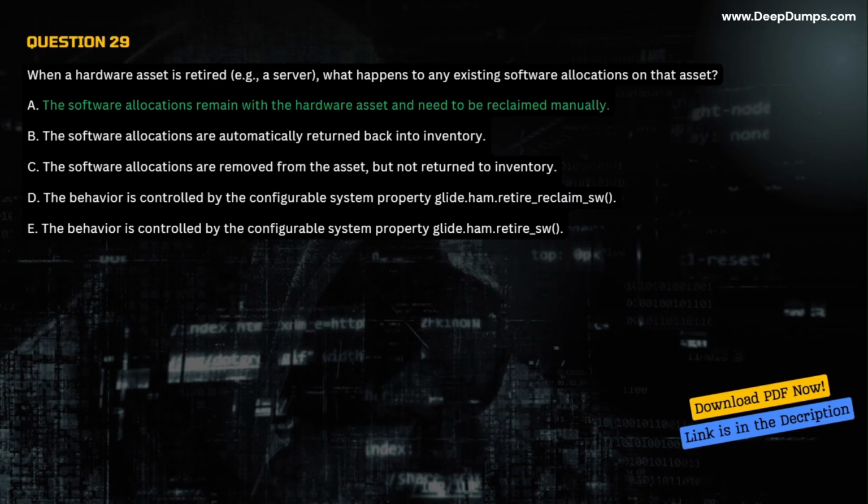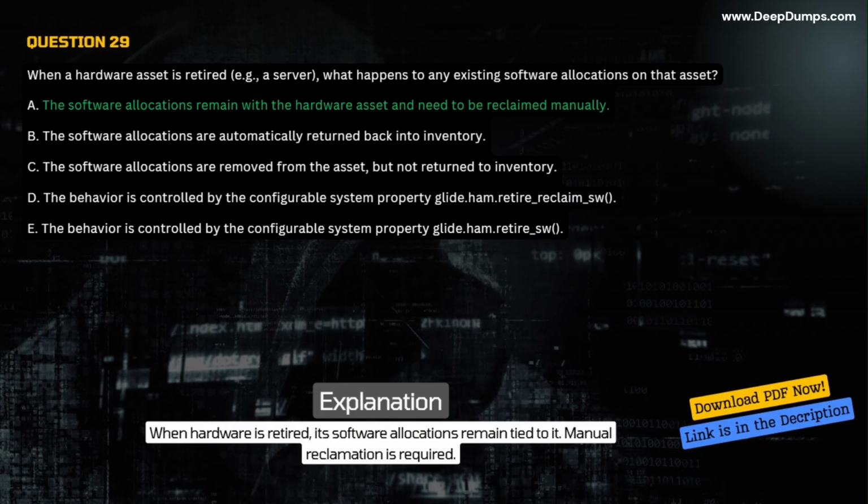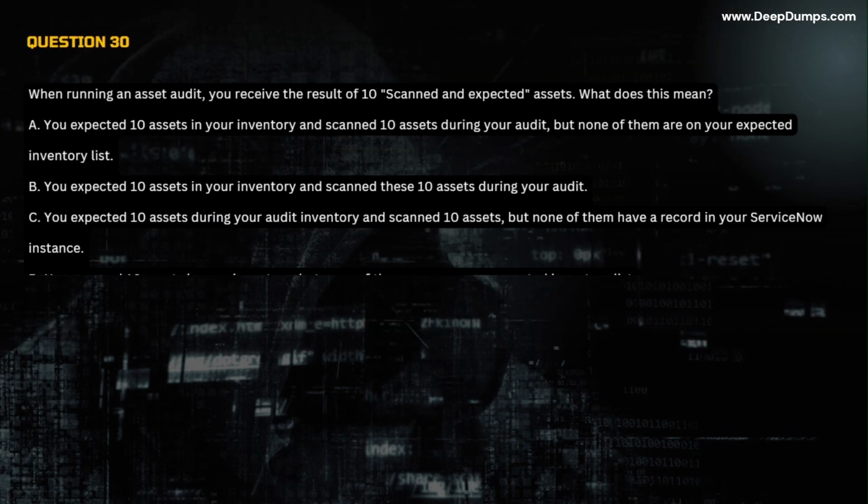Correct answer A. The software allocations remain with the hardware asset and need to be reclaimed manually. Explanation. When hardware is retired, its software allocations remain tied to it. Manual reclamation is required.